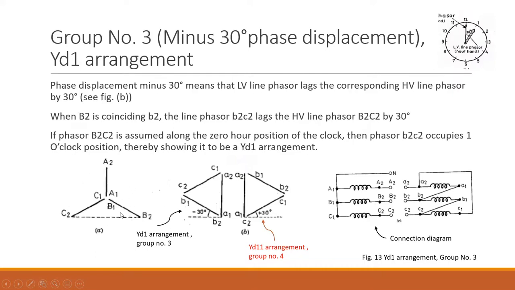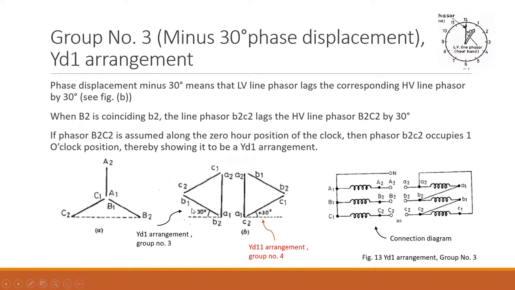I think there is no worry about drawing the star. Already we have seen the star, so the star connection and its phasor diagram can be drawn. So you have this phasor for star, and you have to draw it for delta. Here the B2, the B terminal of the HV side, and the corresponding LV terminal b2 must coincide. So your line phasor b2c2 should lag the HV phasor B2C2 by 30 degrees. So this is considered as the reference. Here you could see it is making an angle of 30 degree. So this phasor arrangement is going to give you minus 30 degree phase displacement between HV and LV.